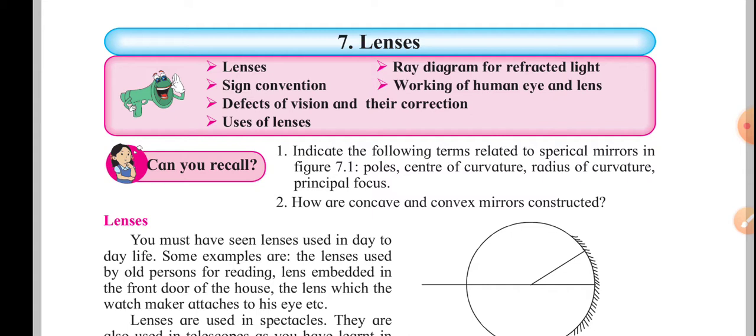Not only that, if you have observed a watch repairer, they use a small lens which they place in their eye to see the small particles, screws or parts of the watches. In this topic, we are going to talk about image formation by different kinds of lenses: what they are, how their structure is, how they form the image, and some more related topics in this chapter. So let's begin with the chapter.